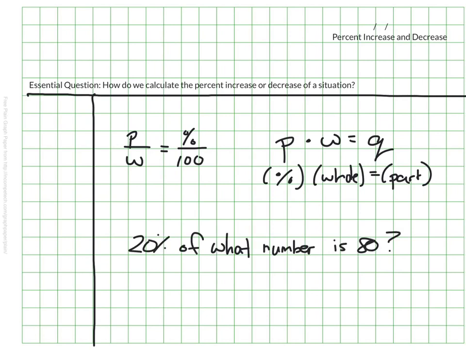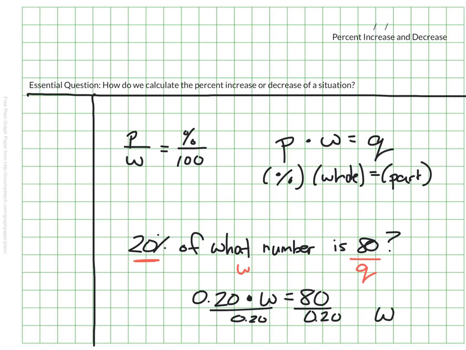So in this example, we know that our percent of some number is 80, so we know the percent and we know the quantity that it has a value of. What we don't know is the whole. So using our equation, we could set this up as 20% as a decimal times the whole equals 80. I would divide both sides by our 20% to get our answer that W equals, I believe, 400. Right? That's just a quick recap.